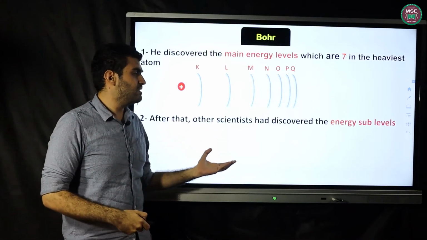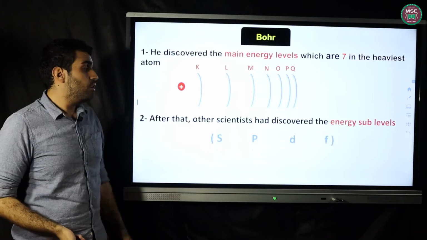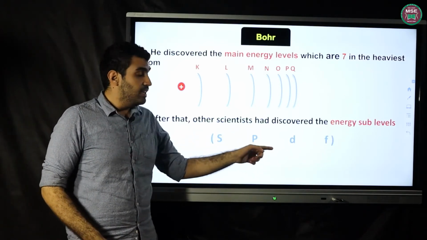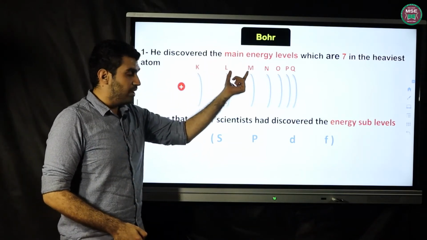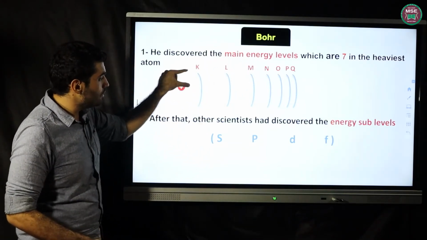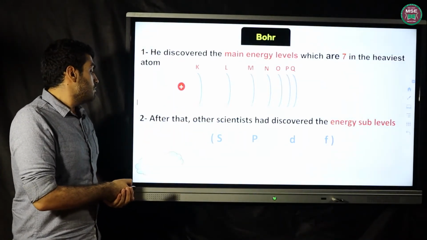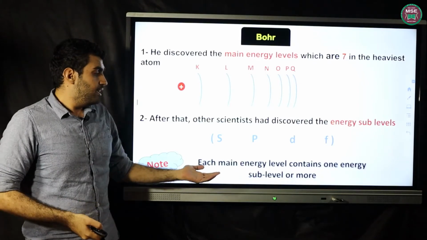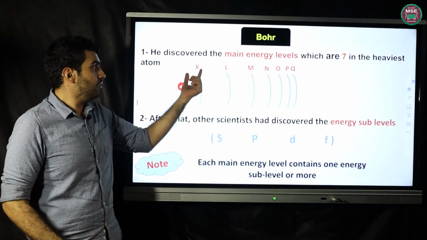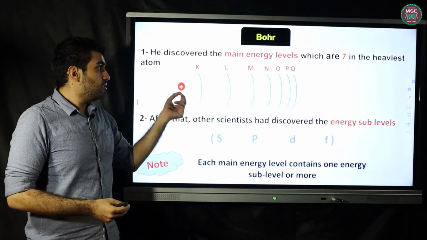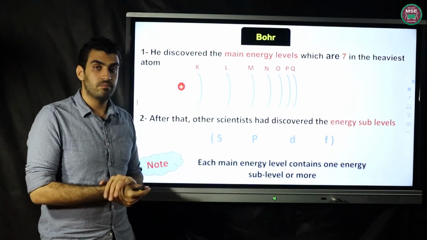After that, other scientists discovered the energy sub-levels, which are 4 types: S, P, D, and F. Okay? Each main energy level, like K or L or M, is composed of smaller sub-levels, S or P or D or F, or more than one. So each main energy level contains one energy sub-level or more. For example, K is the main energy level. It consists of only S. There is no P or D or F.